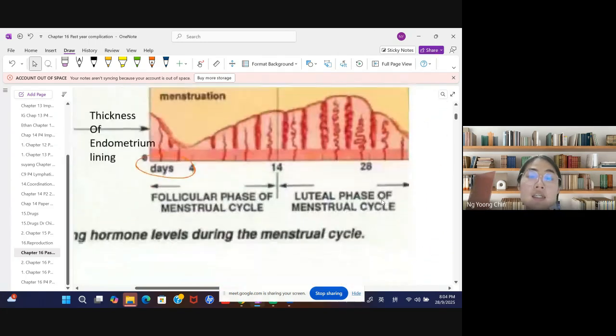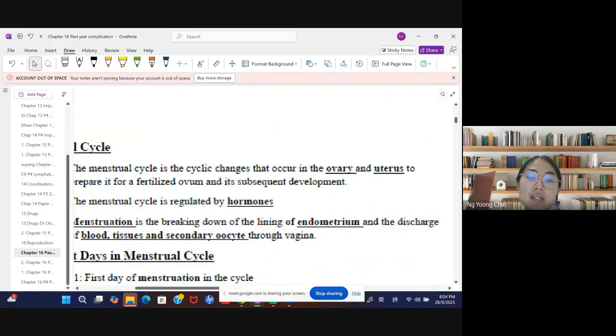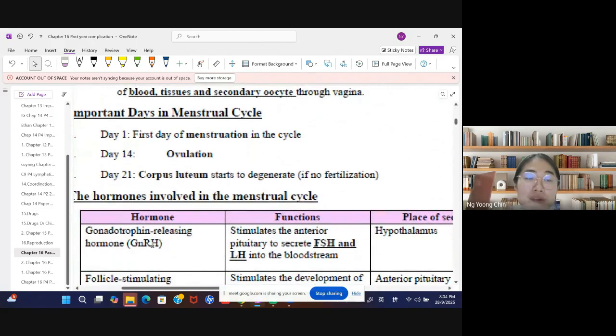Okay, so that's all. If you still feel it's not clear, you can read this. The important days in the menstrual cycle are the first 5 days, the days of menstruation in the cycle, and day 14, which will be the ovulation. At this ovulation time, there will be an LH surge.